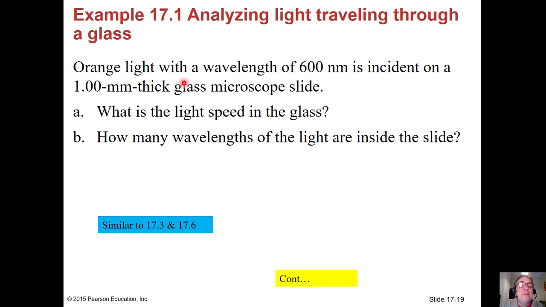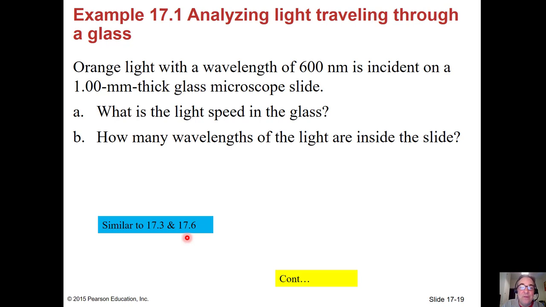Here's an example. Orange light with a wavelength of 600 nanometers, so 600 times 10 to the minus 9th meters, is incident on a 1.00 millimeter thick glass microscope slide. What is the light speed in the glass? Okay, so it's going to slow down. How many wavelengths of light are inside the slide? And this is similar to your homework 17.3 and 17.6.